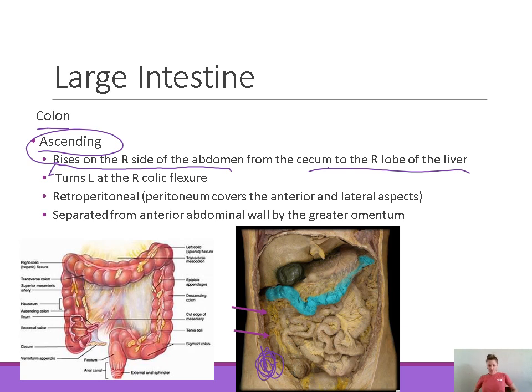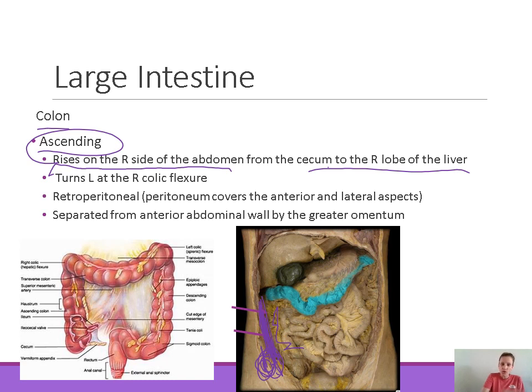It's located further back in the abdomen, so it's kind of difficult to see where it is here in this cadaver, but it's coming up the right side of the abdomen right here. Again, it kind of gets partially covered by the small intestine because it is located a little bit more posteriorly than the transverse colon is, which we'll see in a second.